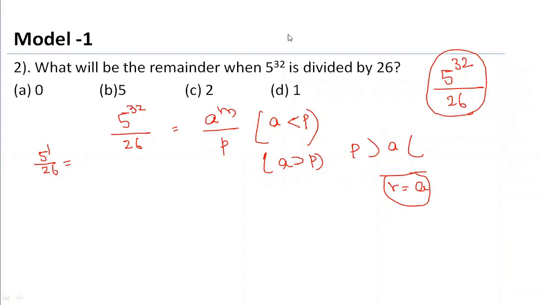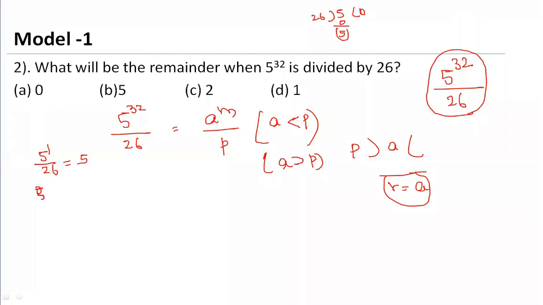5 power 1 by 26. What's the remainder? 5 divided by 26, not even one time is possible, na? So 0. Okay. The remainder is nothing but 5. We can't write the coefficient as 0.5, 0.6 or something. If we multiply, we will get 5 like that. So the remainder is nothing but 5.